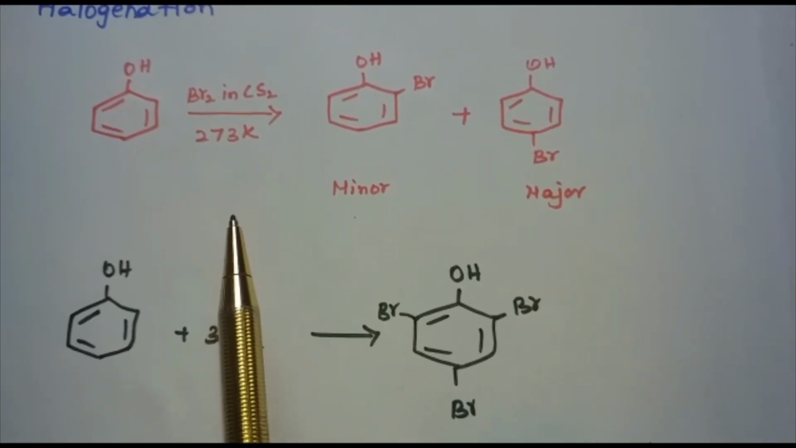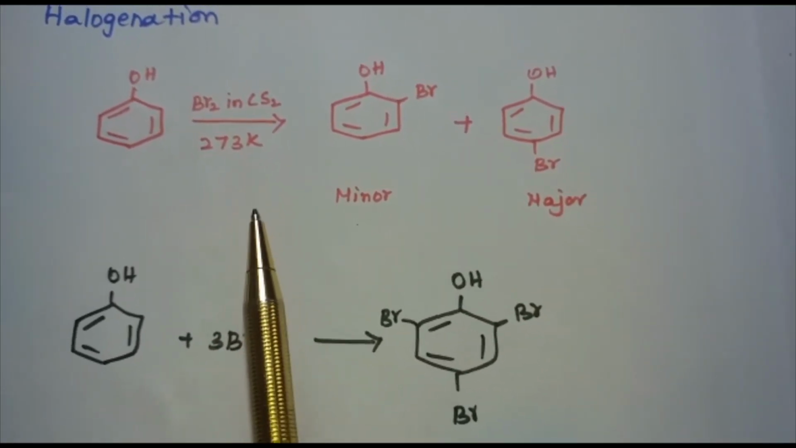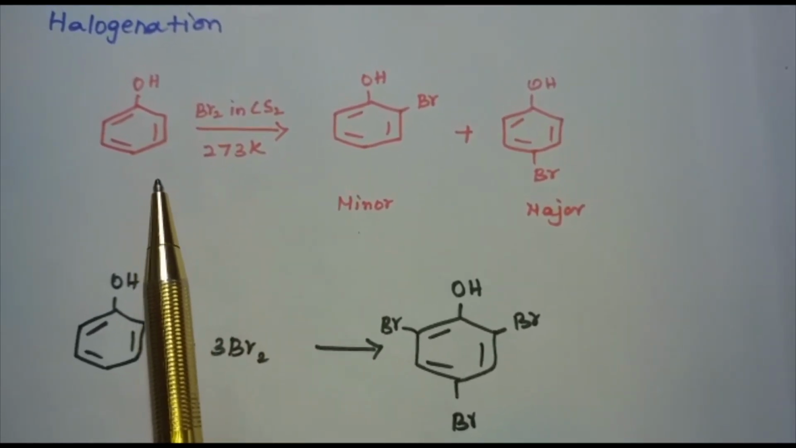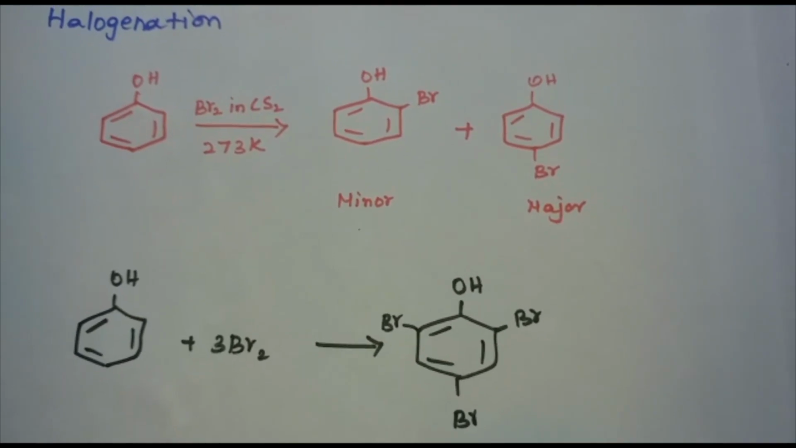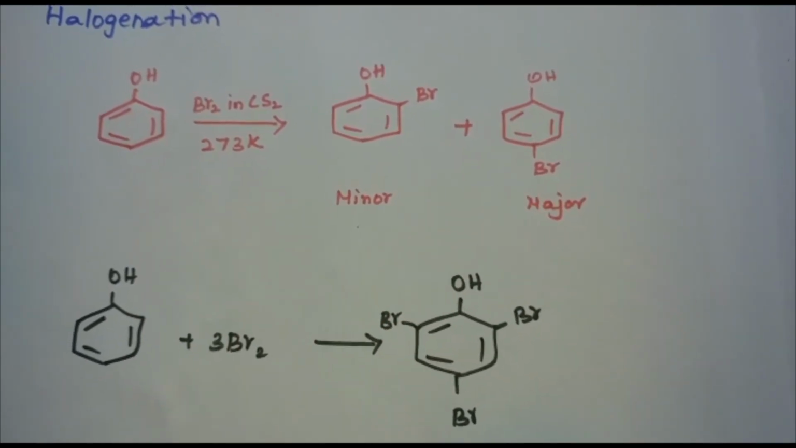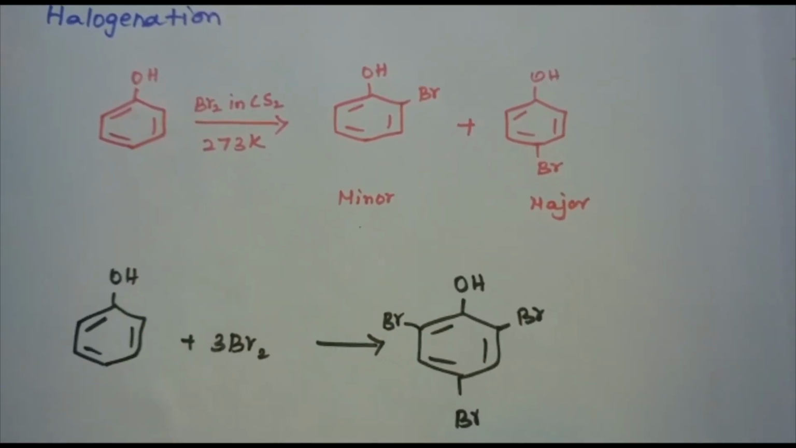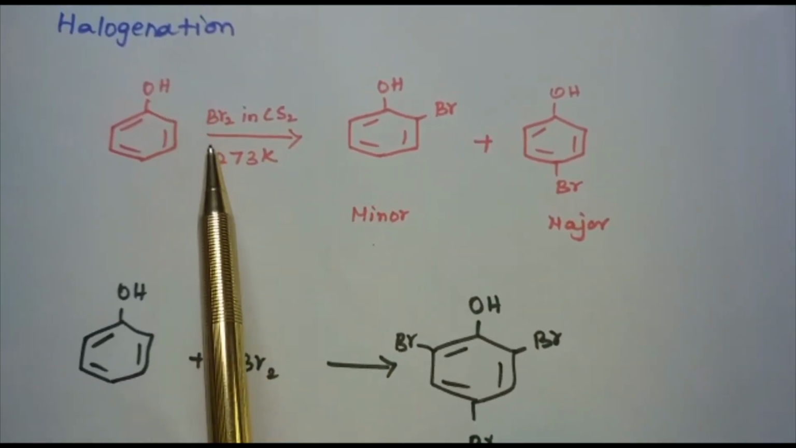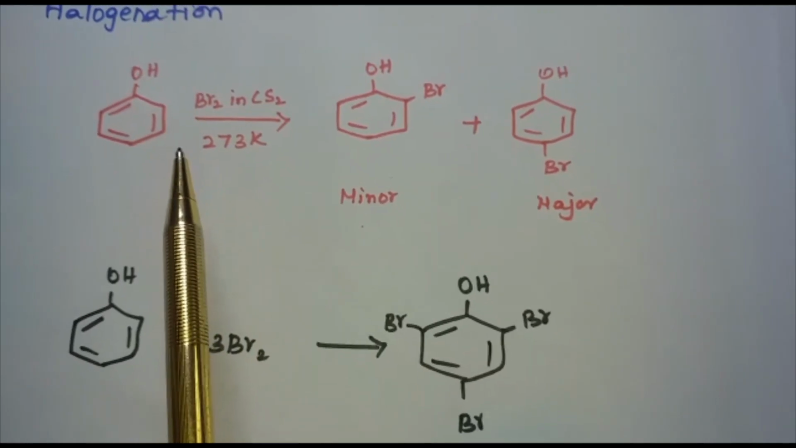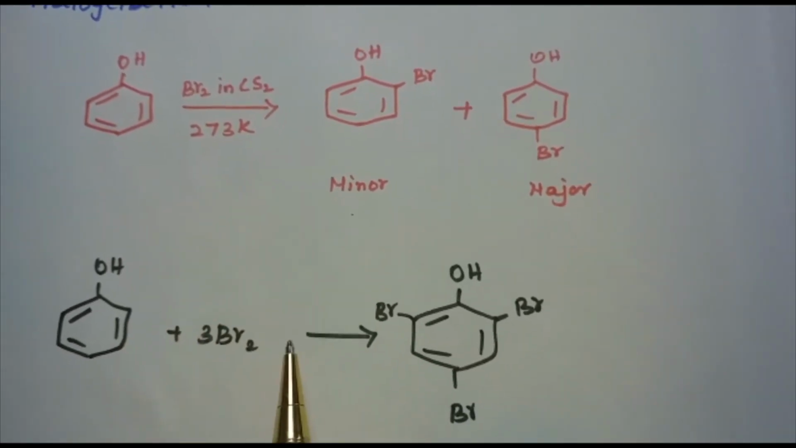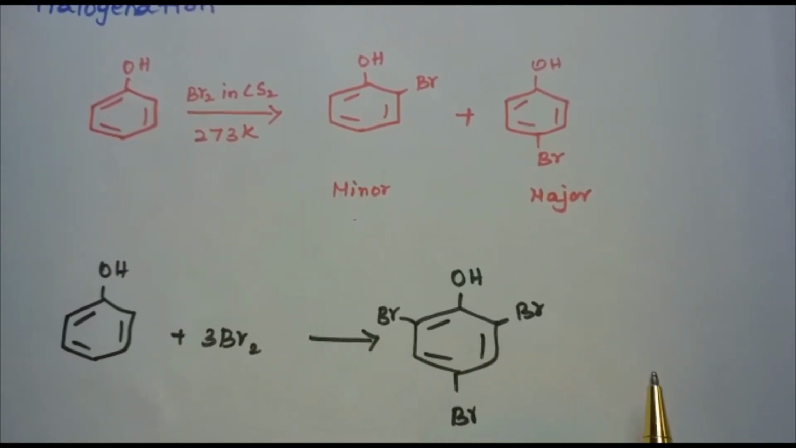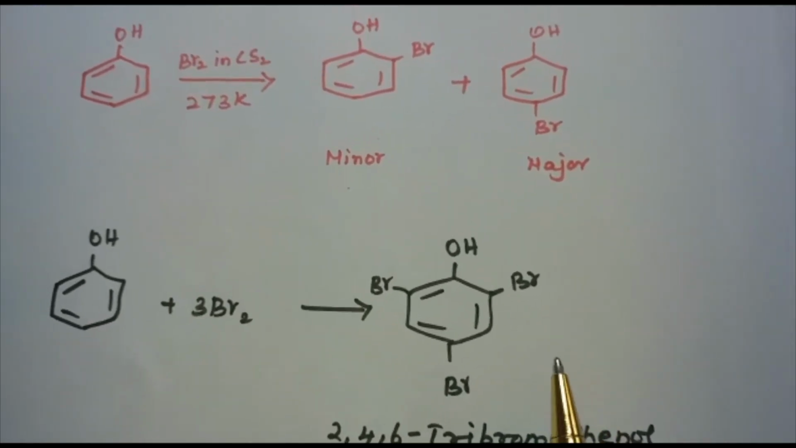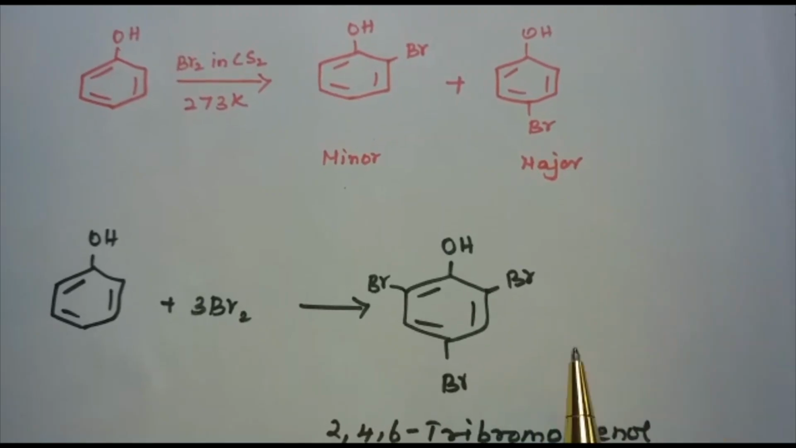The usual halogenation of benzene takes place in the presence of a Lewis acid such as FeBr3, which polarizes the halogen molecule. In the case of phenol, the polarization of the bromine molecule takes place even in the absence of a Lewis acid. This is because of the highly activating effect of the OH group attached to the benzene ring. When phenol is treated with bromine water, you will get 2,4,6-tribromophenol, which is a white precipitate.